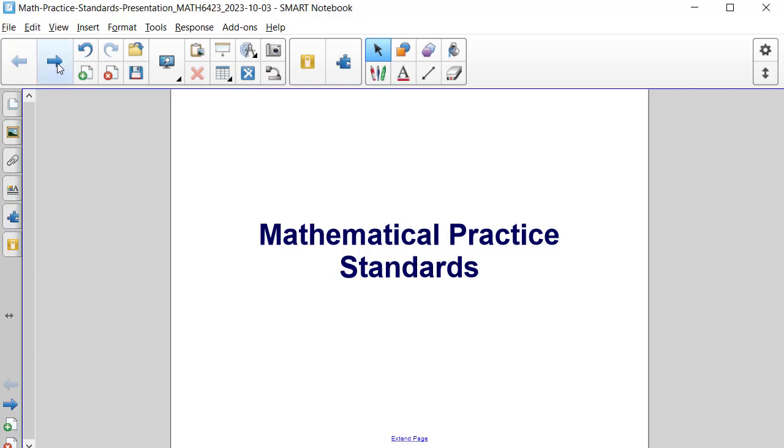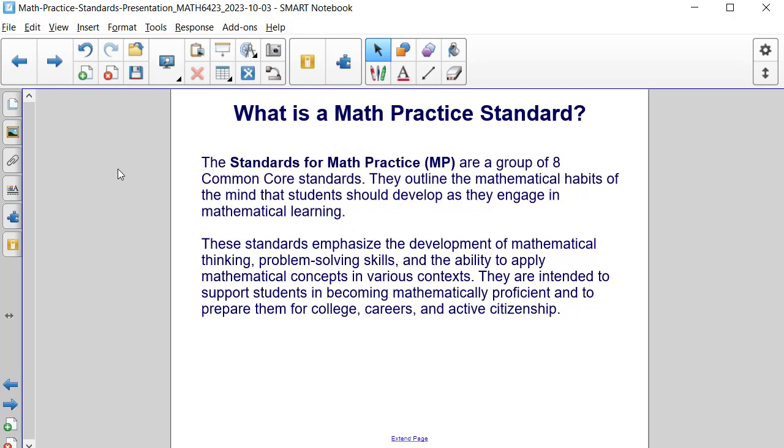Mathematical practice standards. What is a math practice standard? Well, the standards for math practice are a group of 8 Common Core or New Jersey Student Learning Standards for Mathematics. They outline the mathematical habits of the mind that students should develop as they engage in mathematical learning. These standards emphasize the development of mathematical thinking, problem-solving skills, and the ability to apply mathematical concepts in various contexts. They are intended to support students in becoming mathematically proficient and to prepare them for college, careers, and active citizenship.